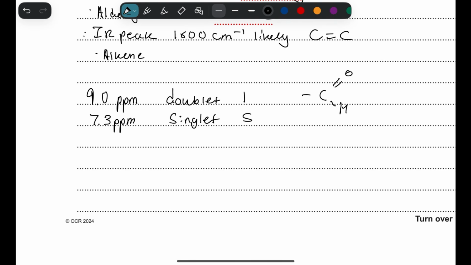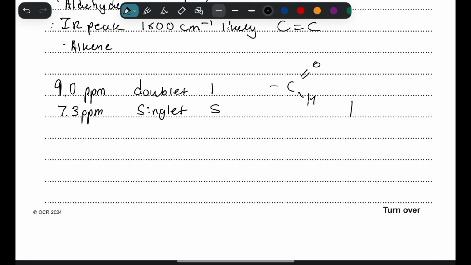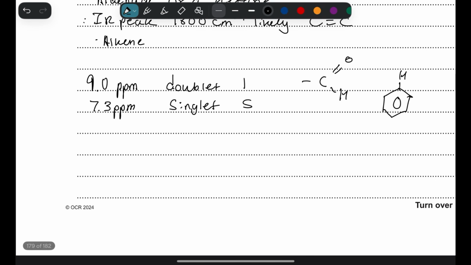When we have a singlet with a 5, I'm just thinking, what could that possibly be? So let's have a look at our data sheet. Singlet with a 5. Oh, sorry, 7.3, my bad. That's almost definitely going to be benzene. So this is a benzene. Okay, interesting. And there's 5 of them, which is very interesting. So that means that we've got a substitution in the benzene ring. Okay. Now what I'm looking at is the next peak.